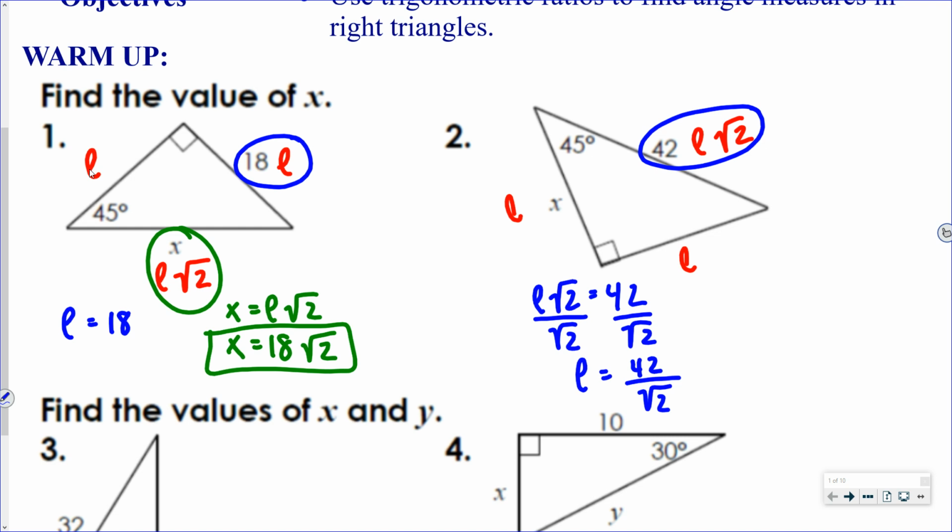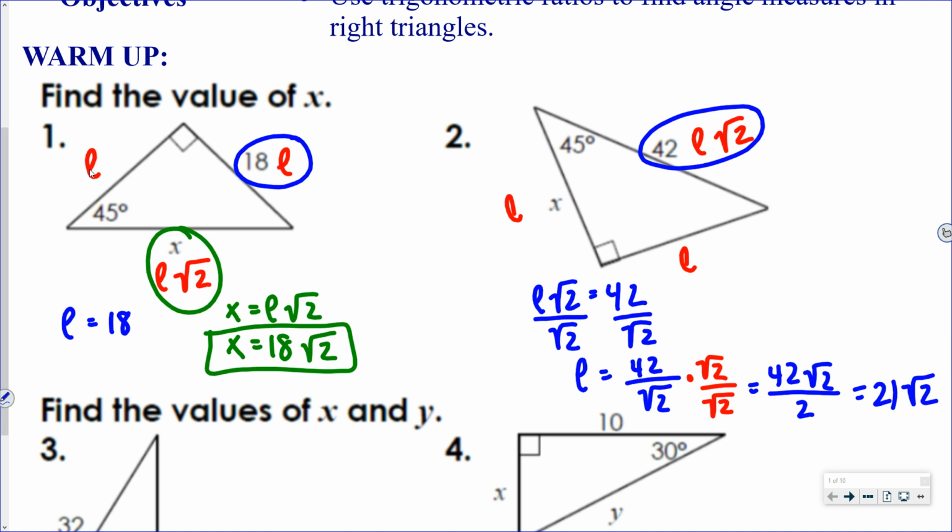But what's wrong with that answer? Can't have radicals in the denominator. Good. So I got to rationalize this by timesing the top and bottom by whatever the denominator is, which is the square root of 2. So that gives me 42 root 2 over the square root of 4, which is 2. And I can actually keep going here because I see this division problem. 42 divided by 2 is 21 root 2.